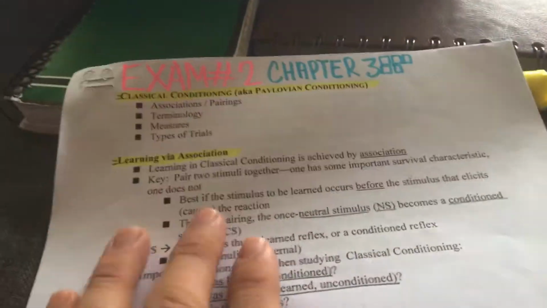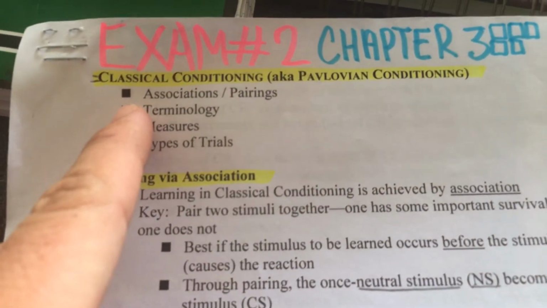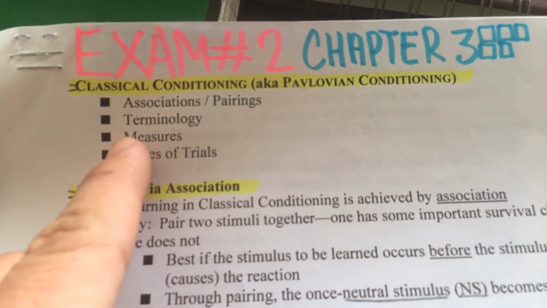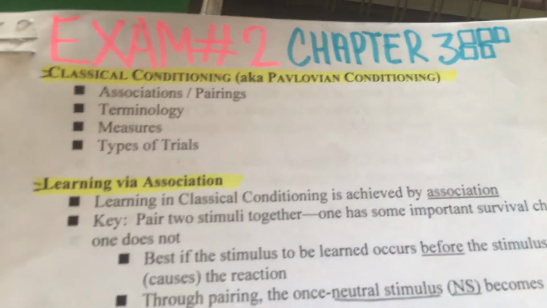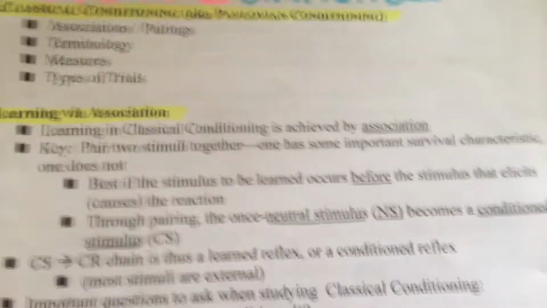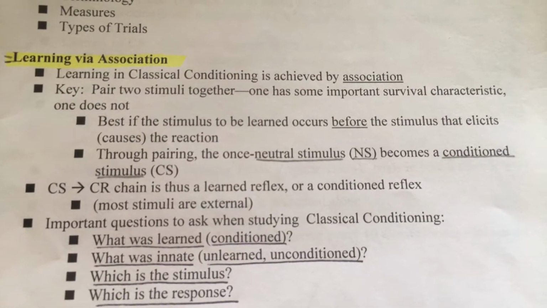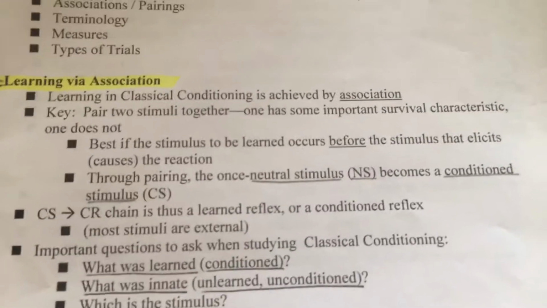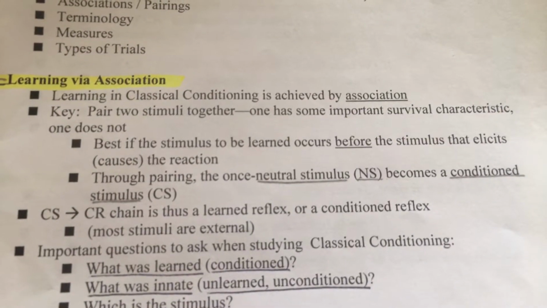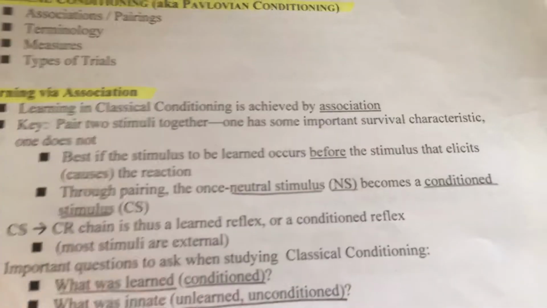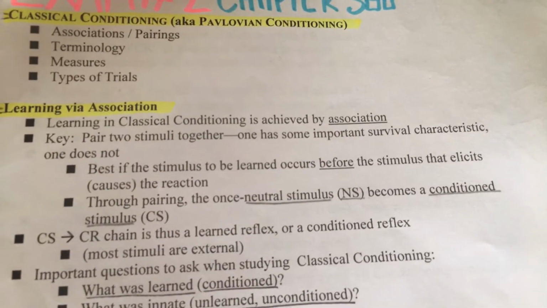Today we're going to be talking about classical conditioning. So first of all, we need to learn our associations and pairings, terminology, measures, and the type of trials that are basically used in classical conditioning. So, learning via association. Learning in classical conditioning is achieved by association, how things are paired. Basically, learning to associate two stimuli that have been paired together. One stimulus elicits/causes a response.